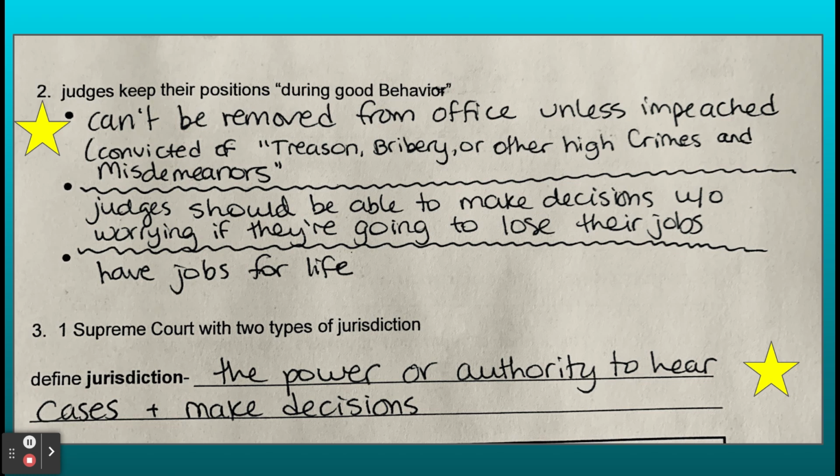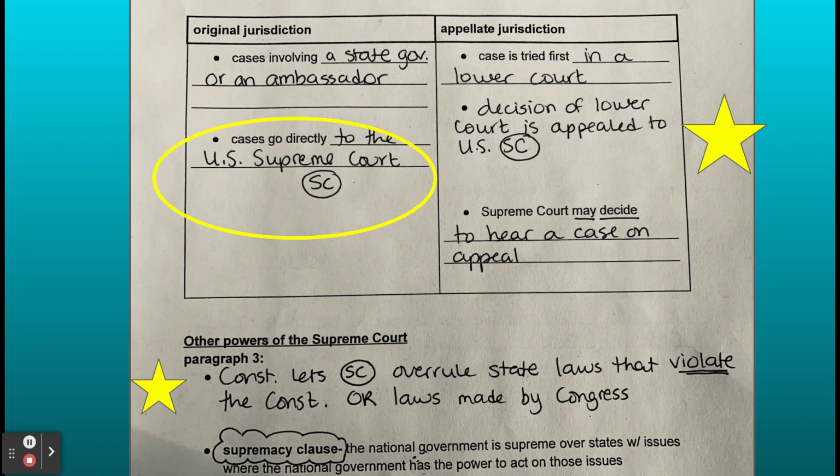All right, and then there's the definition for jurisdiction. So if you don't have that there on your paper or it's not accurate, then you may need to pause and fix your notes. All right. Original versus appellate jurisdiction.